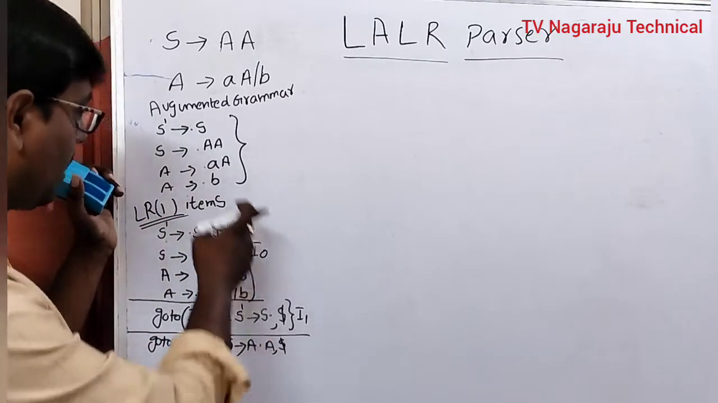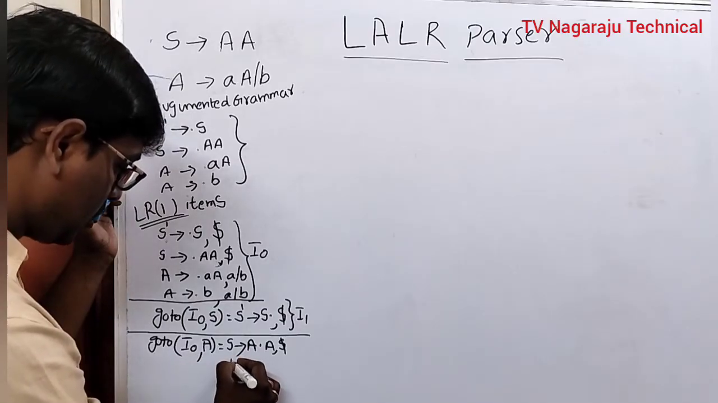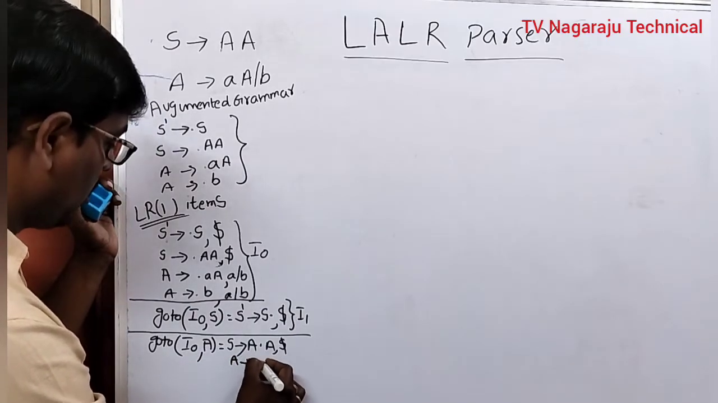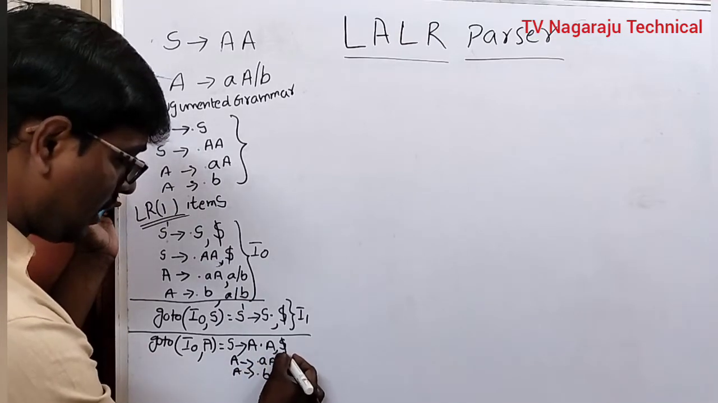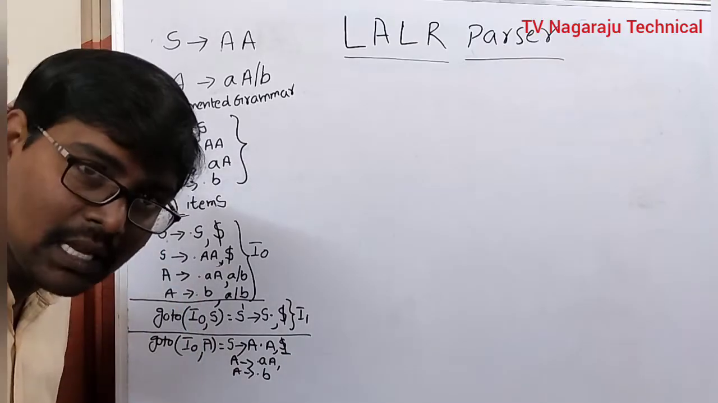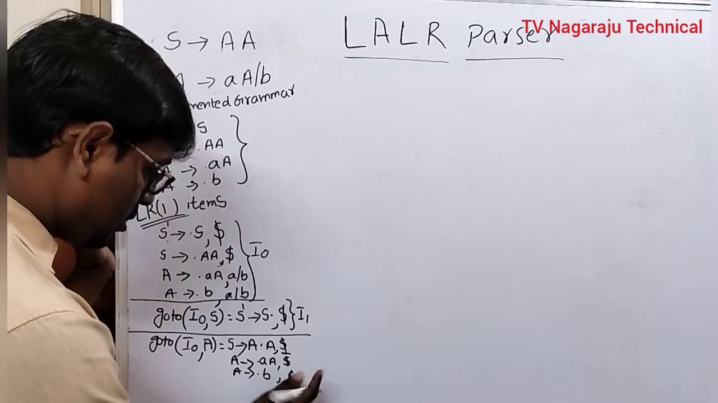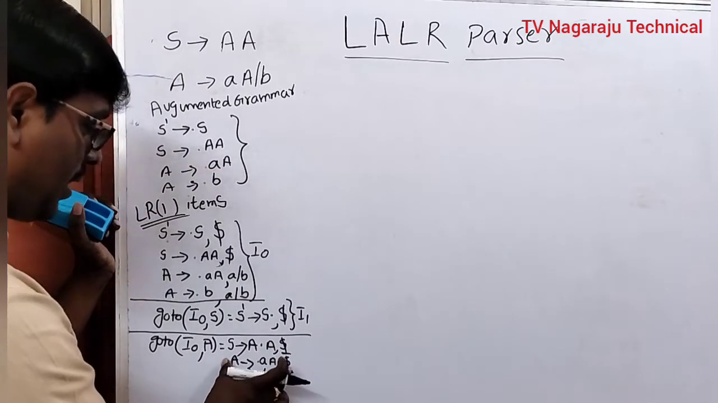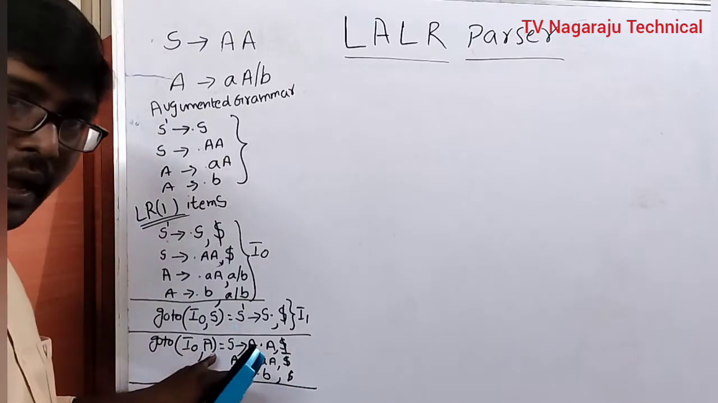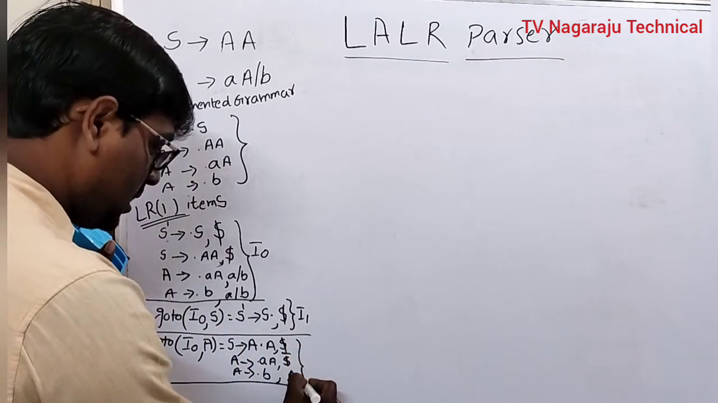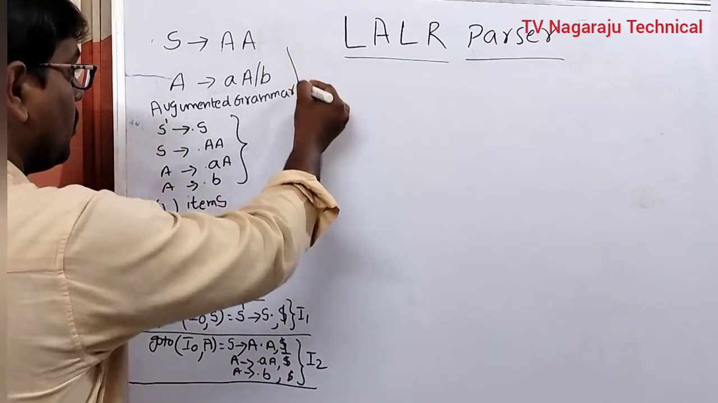then you have to write down all these productions. So what are the productions? A tends to dot aA, A tends to dot b. Here what are the lookahead symbols? The lookahead symbol is dollar. Again you have to write down the same lookahead symbols. Why? So these two are derived from this one. This is go to on I naught on A. Assume this set is called I2.